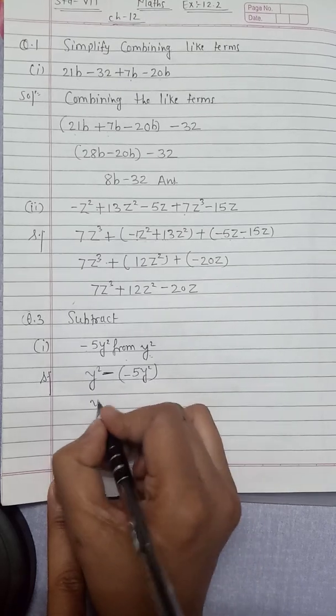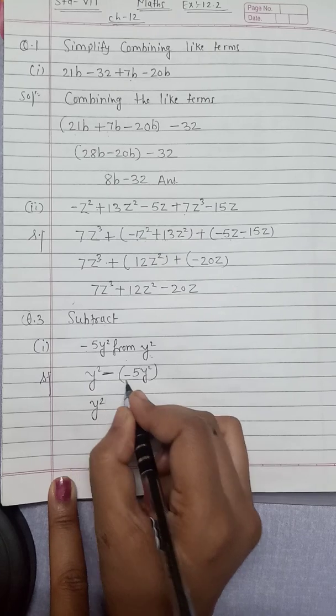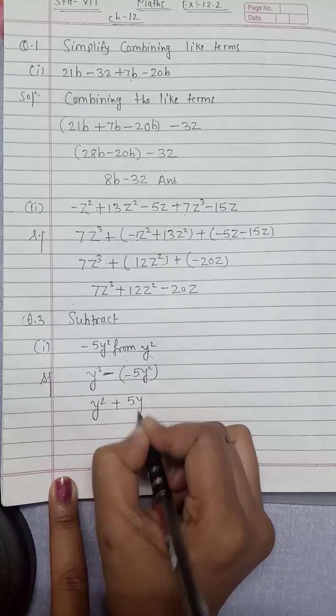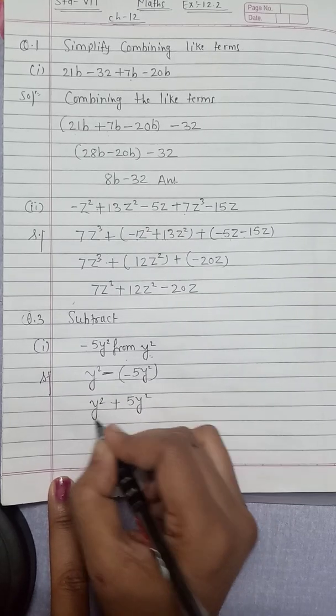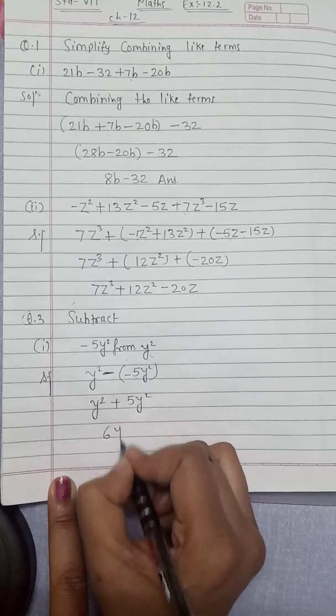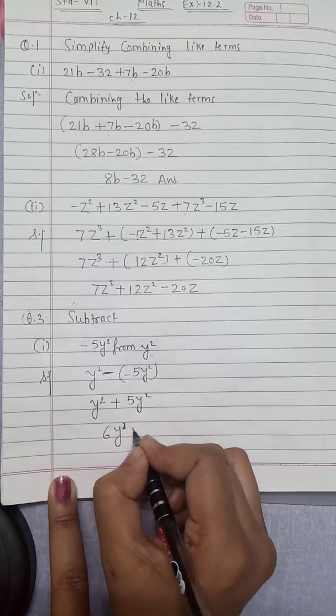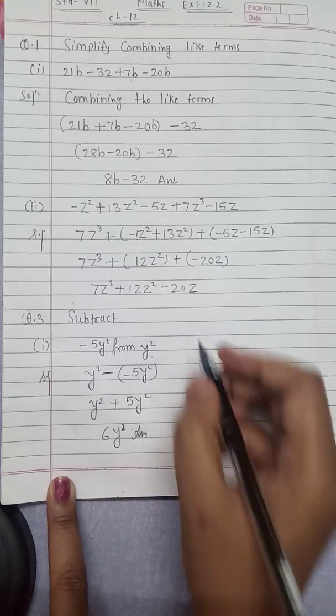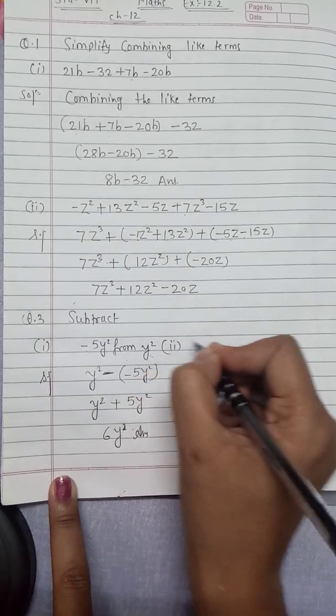Now while opening the bracket, y square as it is, minus minus plus 5y square. Same like terms we can add, it will come 5 plus 1, 6y square. This is the answer. Same method for the second question.